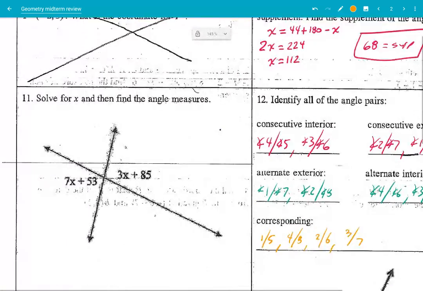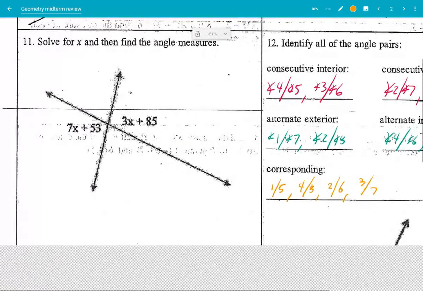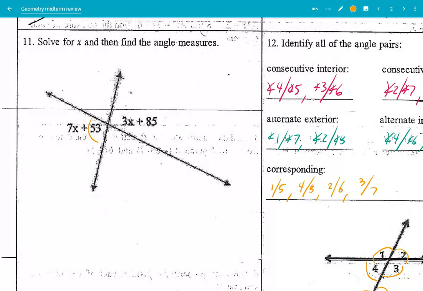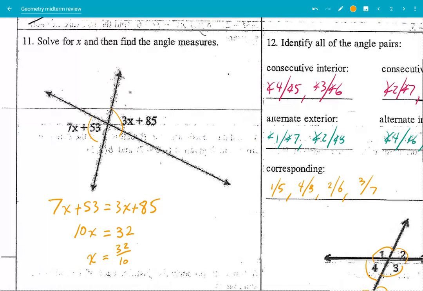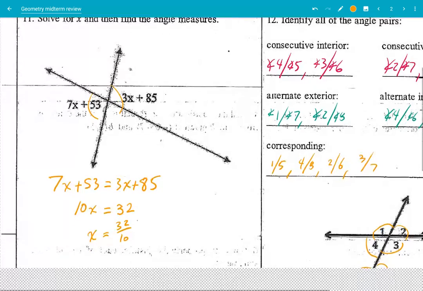All right, let's solve for x and then find the angle measures. Well, these are vertical, so let's set them equal to each other. 7x plus 53 equals 3x plus 85. So that's going to be 10x on this side, and 85 minus 53 is 32. Okay, so x is 32 tenths, which is a pain in the butt.